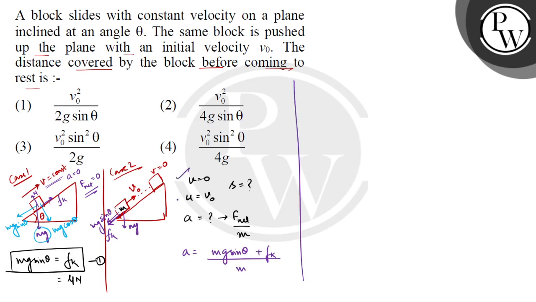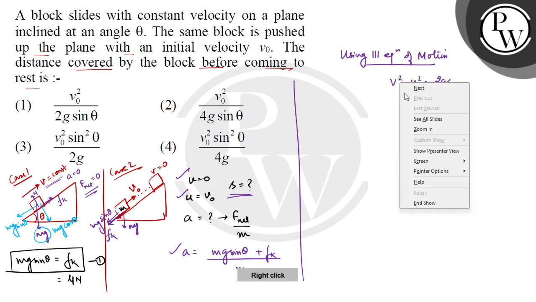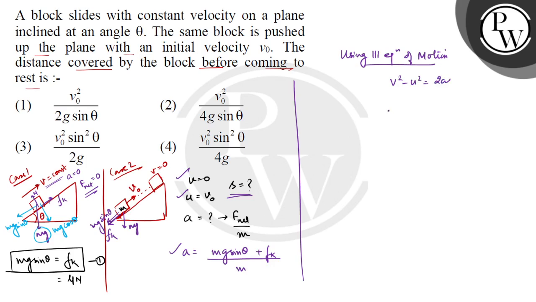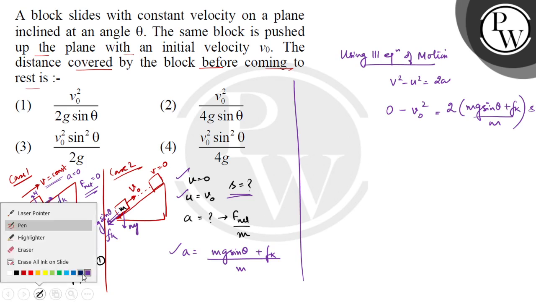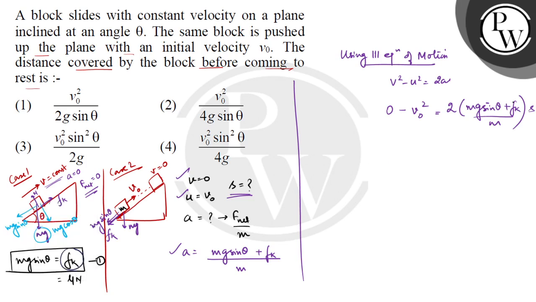Now we have v, u and acceleration. We have to find s. So we'll use the third equation of motion. Third equation of motion is v square minus u square is equal to 2as. Now v square is 0, u square is v0 square and acceleration is (mg sine theta plus fk) by m, multiplied by s. Now from 1 we can put fk to be mg sine theta.